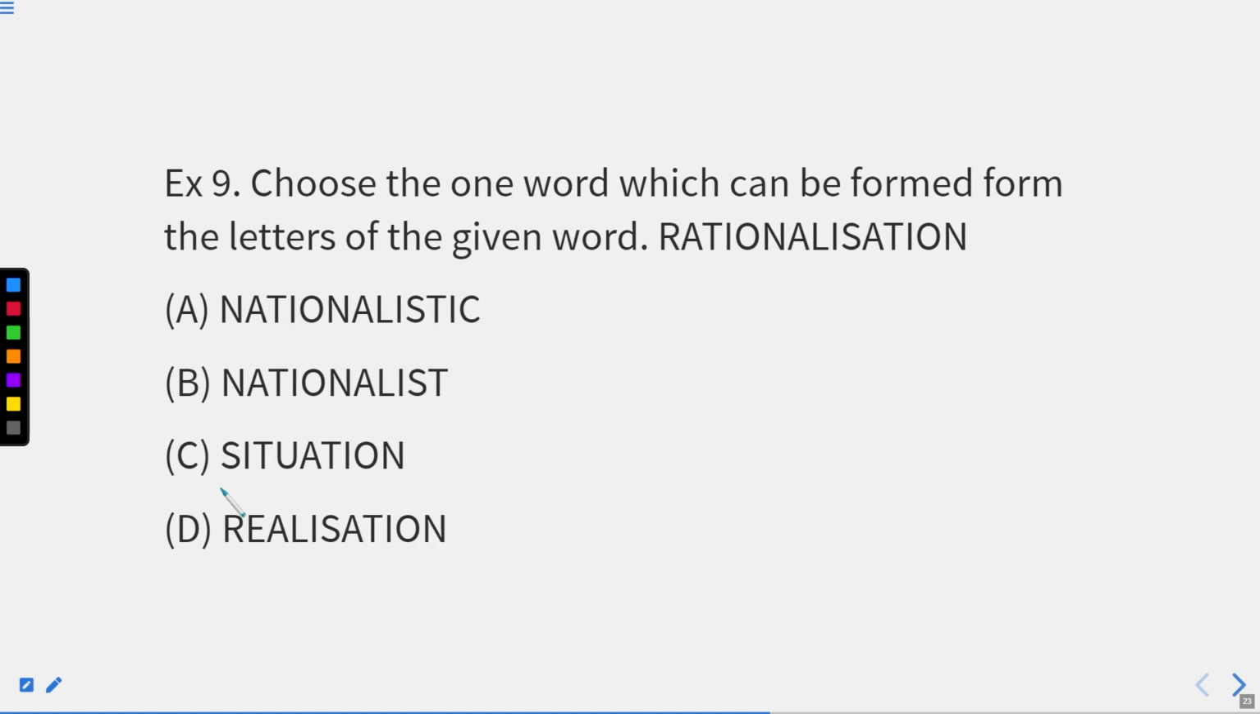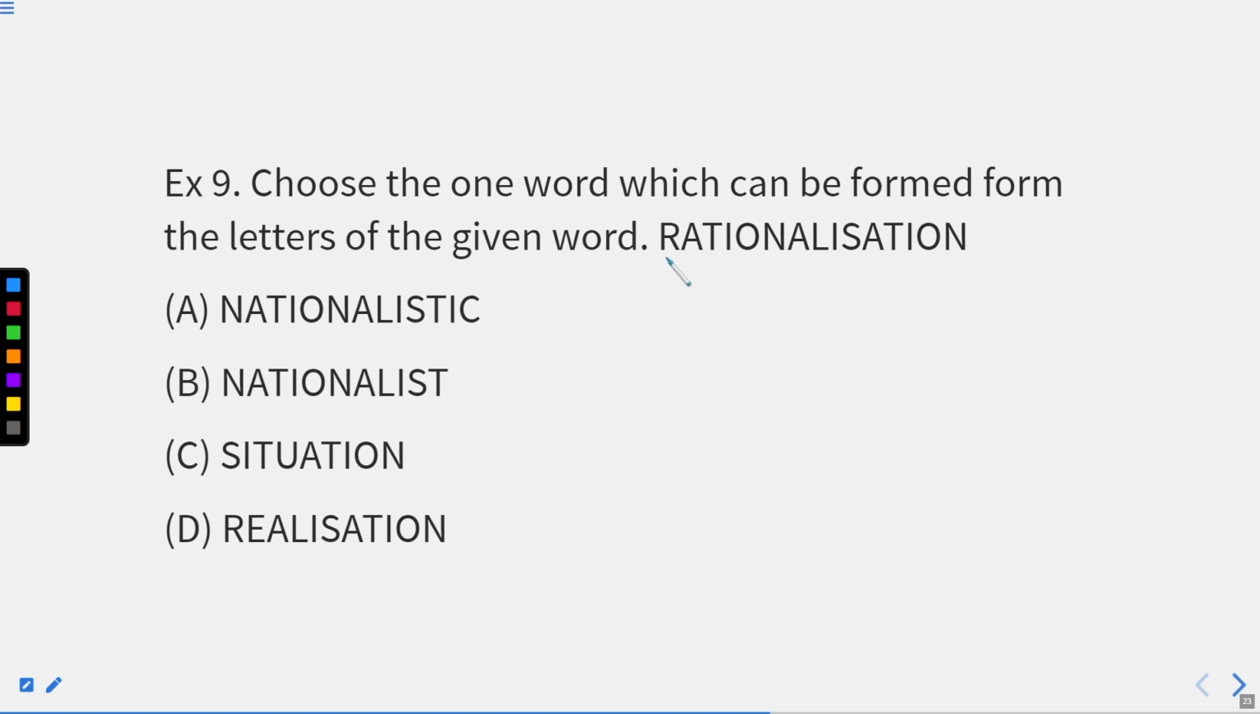Here, it's an easy question for you. For the starting of the question, what we'll do, we'll read it properly. Choose the one word which can be formed from the letters of the given word. So it's a very easy question. The word that is given is rationalization.